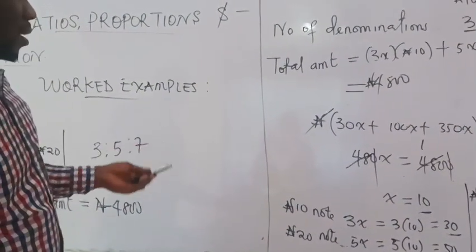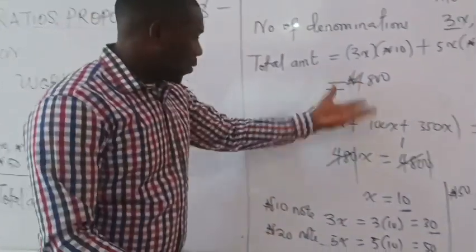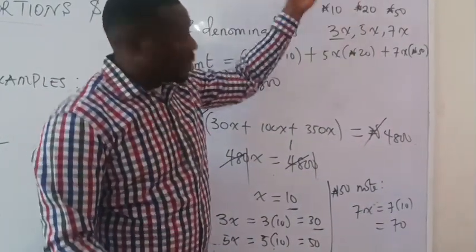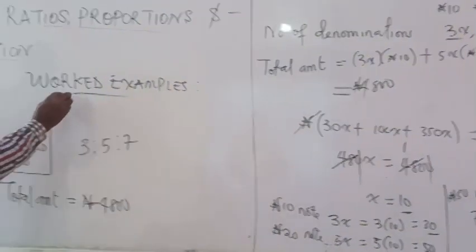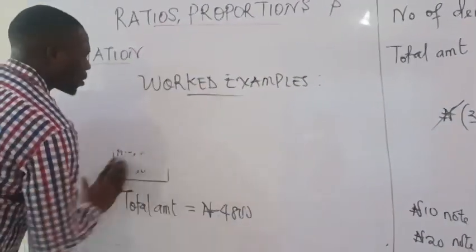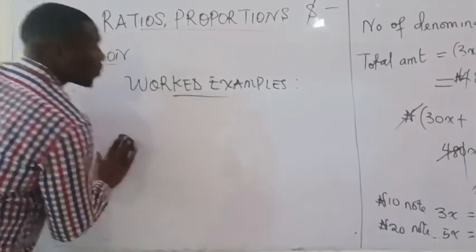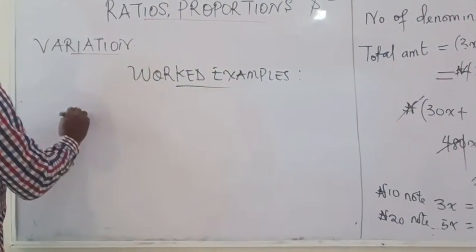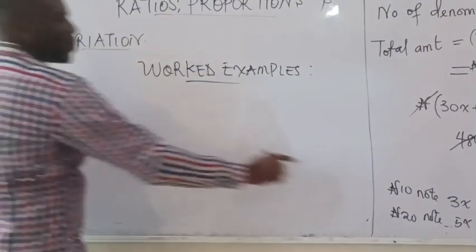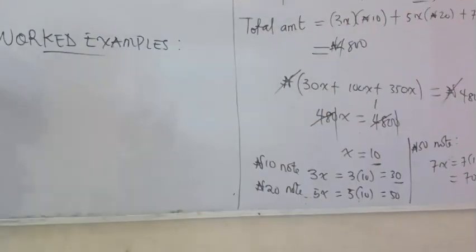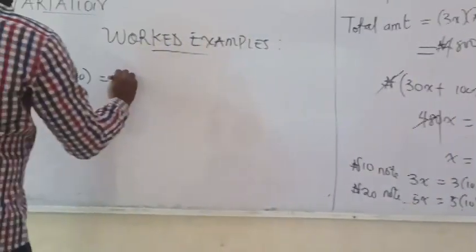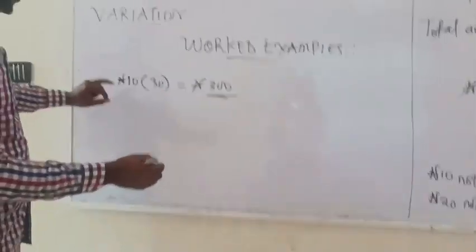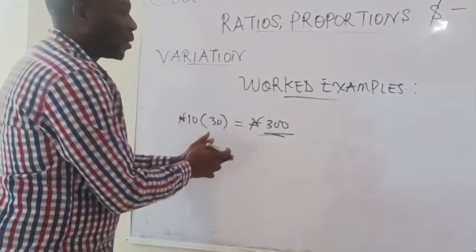And of course, you could tell the actual amount of 10 naira notes, 20 naira notes, and 15 naira notes in the bag. So to get the actual amount, it will just be 10 naira multiplied by how many pieces of the notes you have there. That's 30. So this will give you 300. Everything for 10 naira altogether sums up to 300 naira.